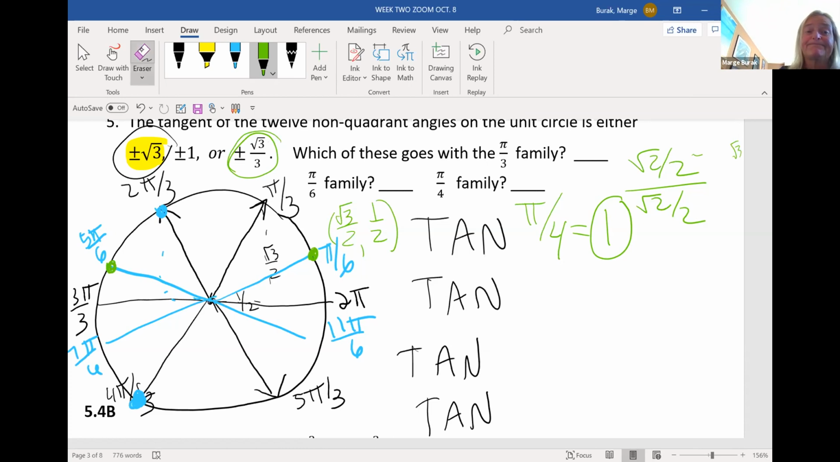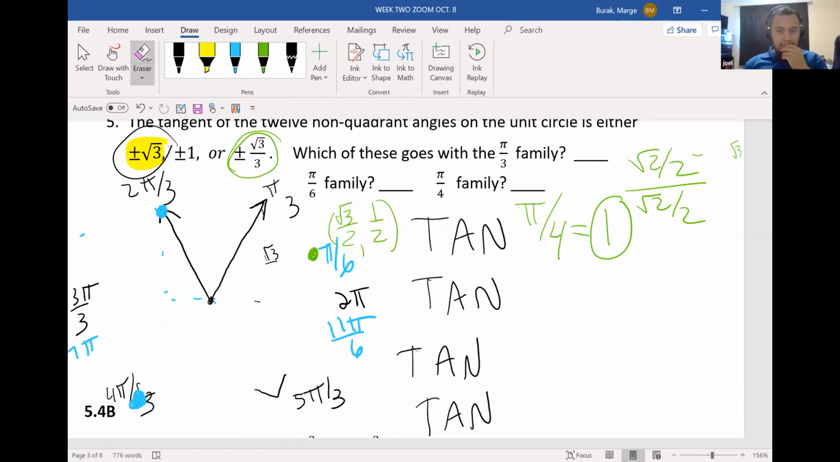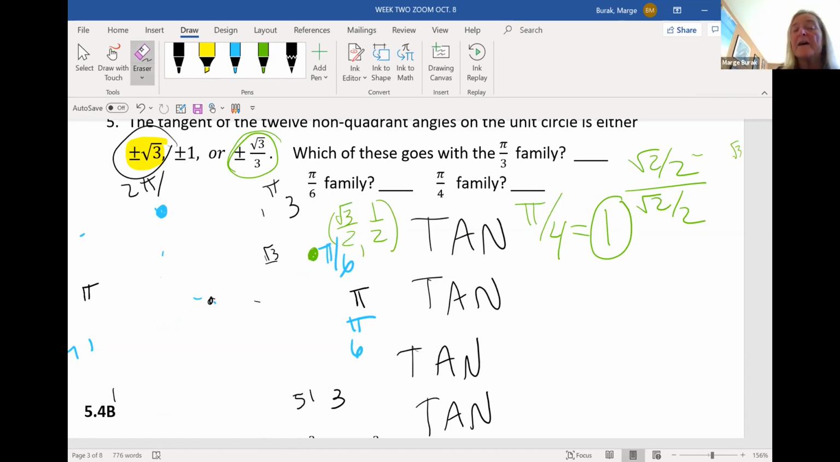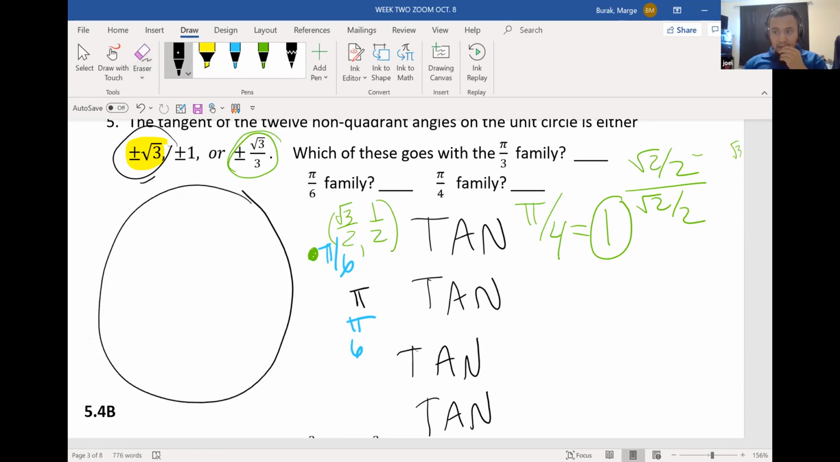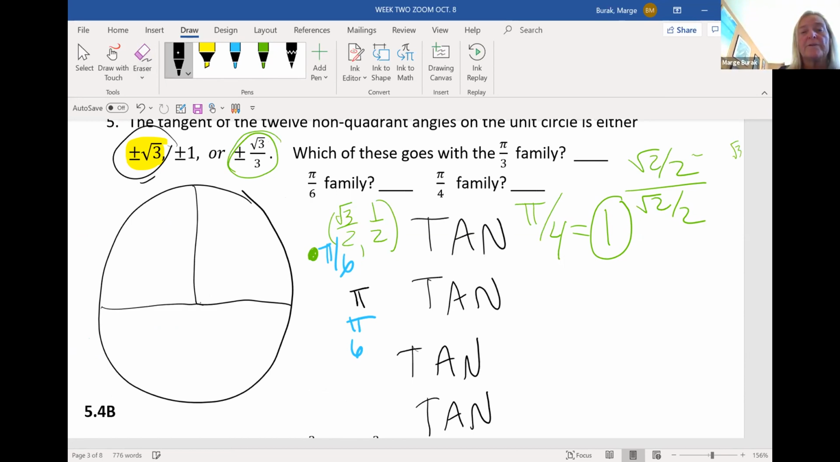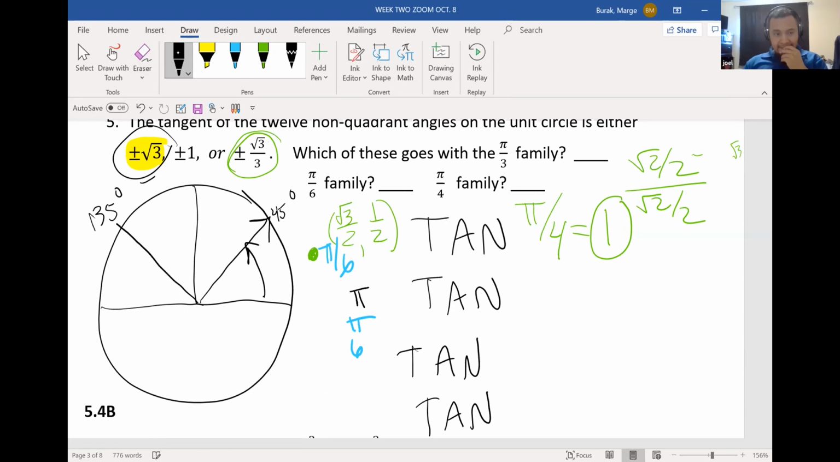This is Joel. 45. How much? 45. 45 is in quadrant 1. What's the one in quadrant 2? With a reference angle of 45 degrees. I'm guessing that's 135. Yeah, you don't have to guess. Nice job. It's 45, and this one is 135 because the reference angle is 45.